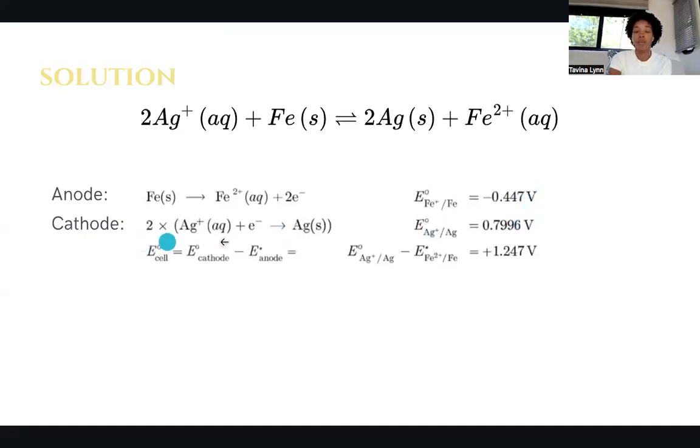And already we've multiplied this half reaction by 2 to make sure that our electrons are balanced out. So then when we add our overall redox reaction and then we add up our cell potentials, that of the cathode subtracted by the anode, we get an overall cell potential of 1.247 volts. So this is our standard cell potential for this reaction.